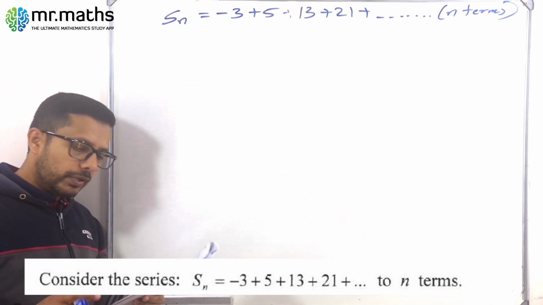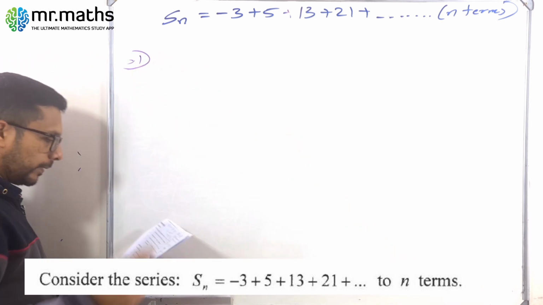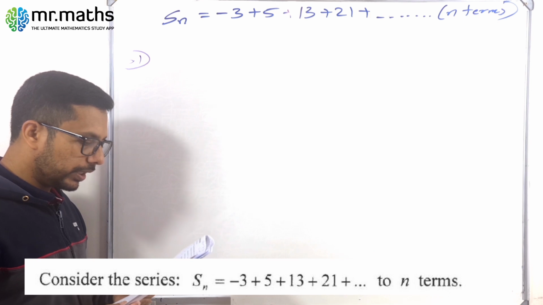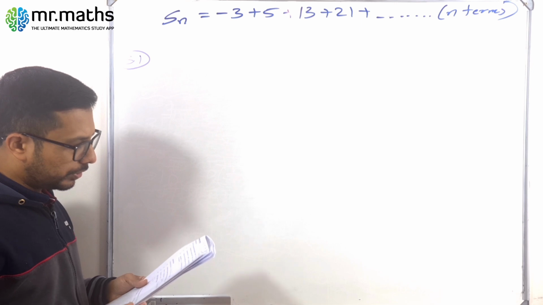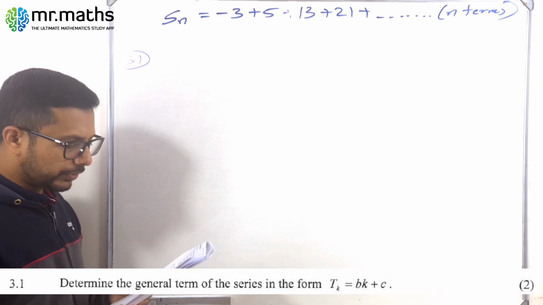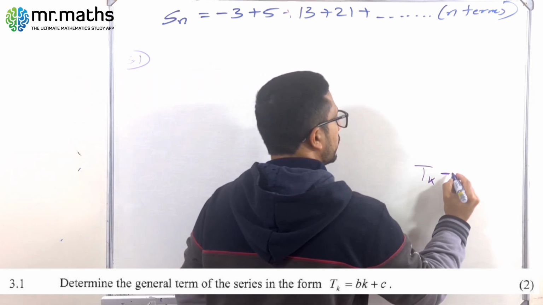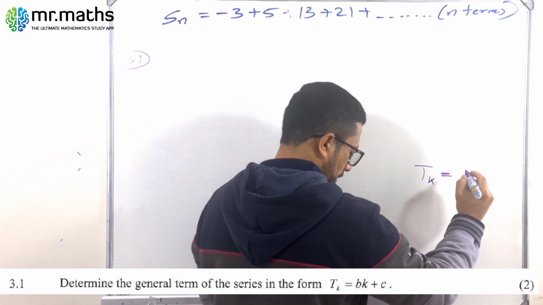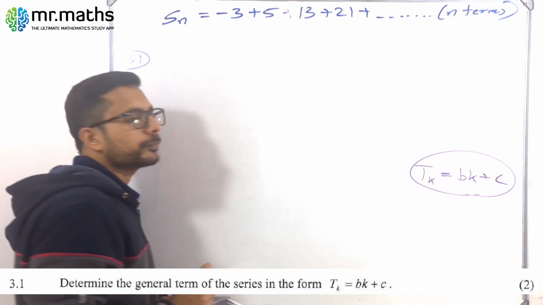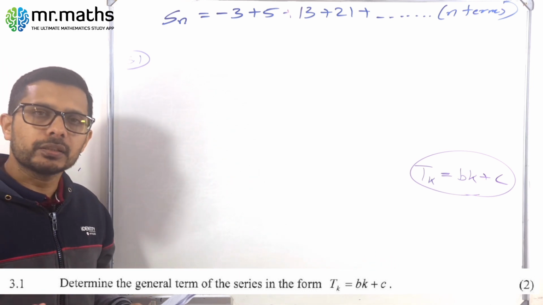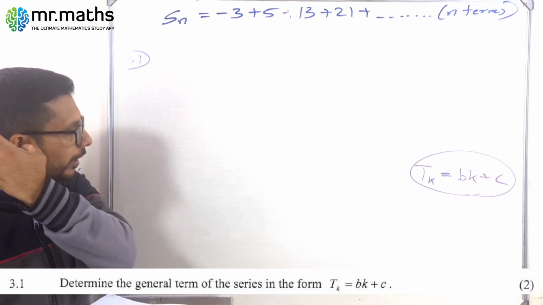So what is the first question? Question number 3.1: Determine the general term of the series in the form of Tk is equal to bk plus c. You have to write something like this. In effect, you have to write the general formula, that's all.